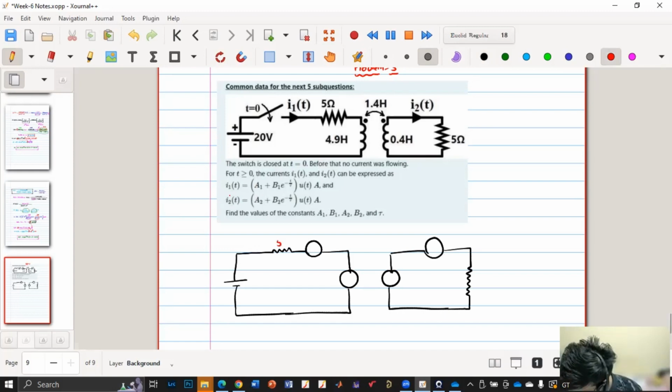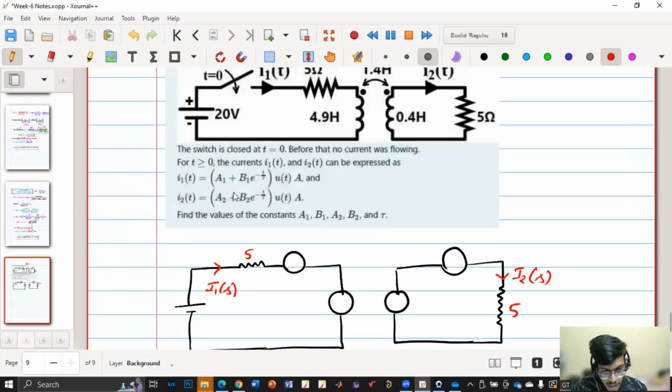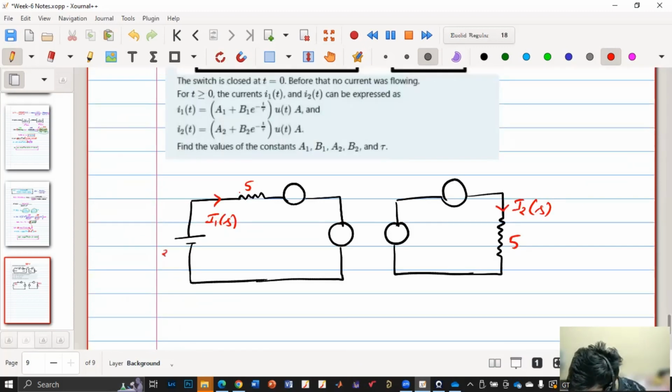So first we'll draw the easy ones. Resistor is 5 ohm, fine. This is I1 of S, this is I2 of S. Resistor is 5 ohm. And what is the voltage? 20 in S domain? So 20 by S. Yes, you are right. So 20 by S.